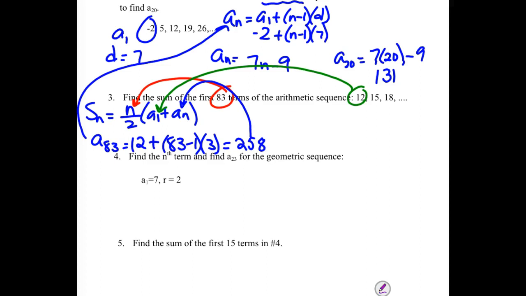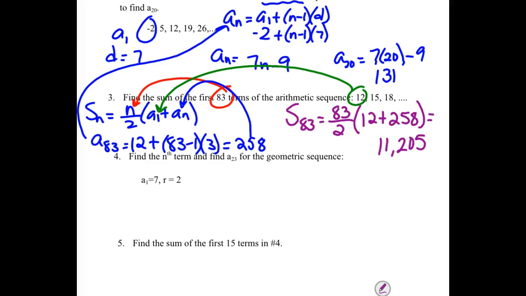All right, so summing 83 numbers. We have 83 divided by 2. Our first term we said was 12, and we just found our last term to be 258. Go ahead and get your total. All right, 11,205.